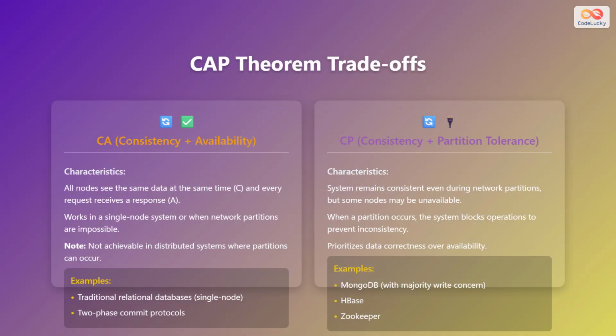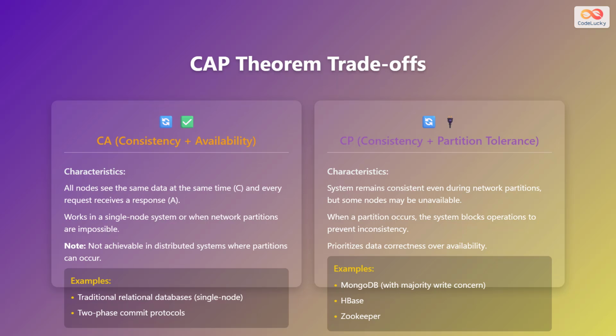Let's talk about CAP theorem trade-offs. First, we have consistency plus availability. In this case, all nodes see the same data at the same time, and every request receives a response. This works in a single node system or when network partitions are impossible. Note that this is not achievable in distributed systems where partitions can occur. Examples include traditional relational databases, or single node and two-phase commit protocols.